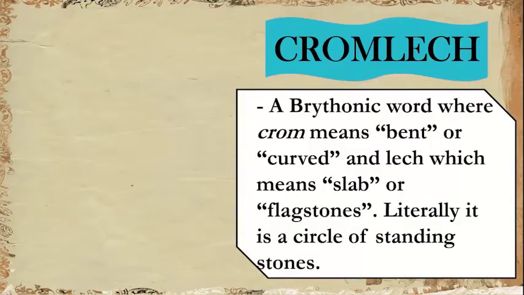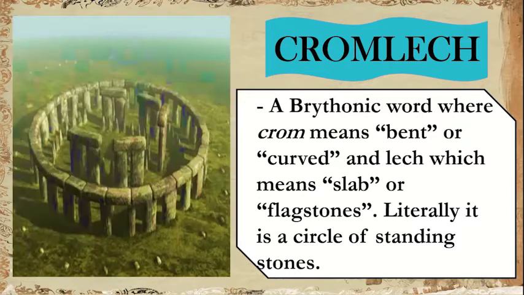Another type is called cromlech, a Brythonic word where crom means bent or curved, and lech means slab or flagstones. Literally, it is a circle of standing stones, just like what you see in this picture.